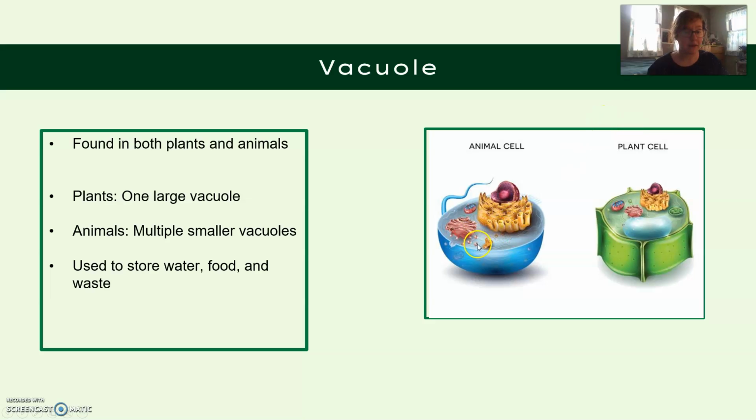In terms of animal cells, they're going to be these small little dots. They're going to be a lot smaller, but also contain either water, some food, or even waste of the cells.